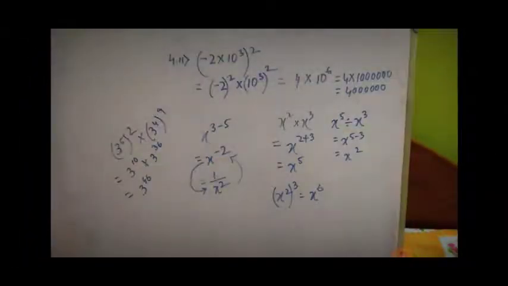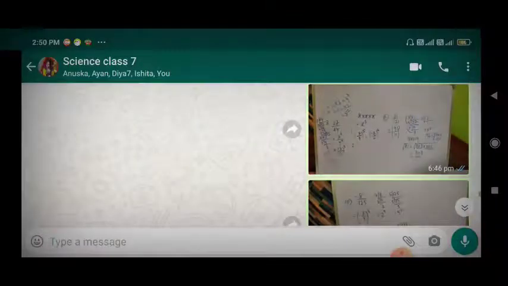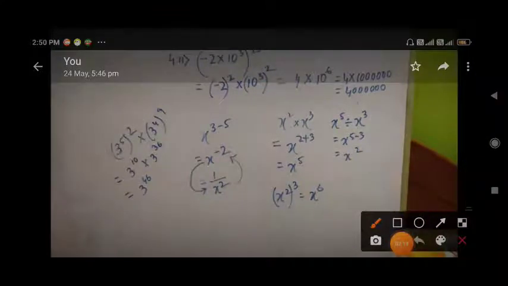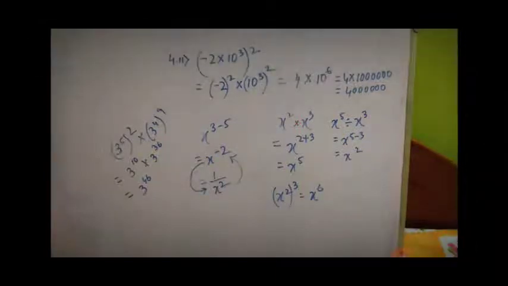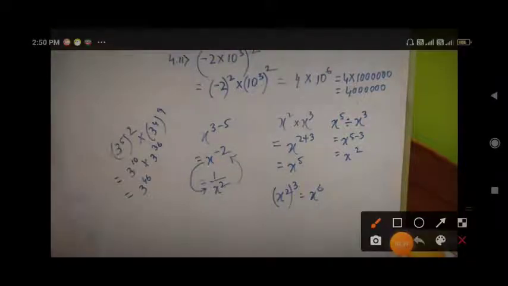Next one, this math is based upon a rule. What is this rule? -2 into 10 to the power 3 to the power 2. This 2 is applicable for both this -2 and 10 to the power 3. So we can write -2 to the power 2 and 10 to the power 3 to the power 2.